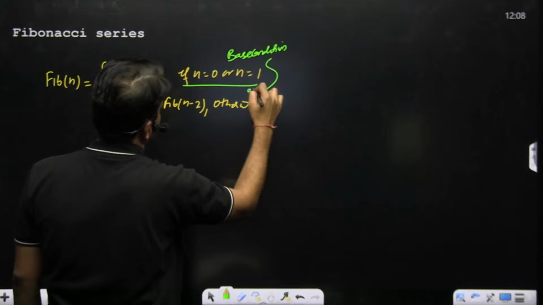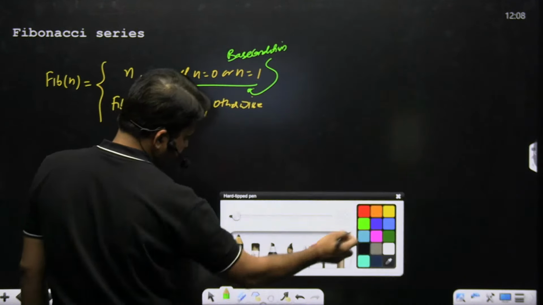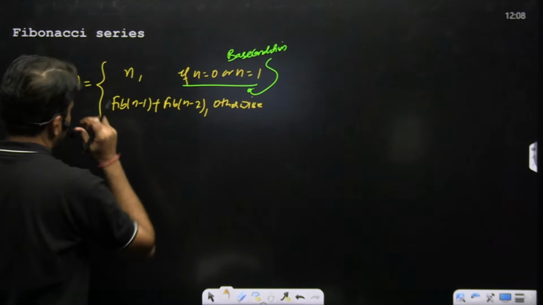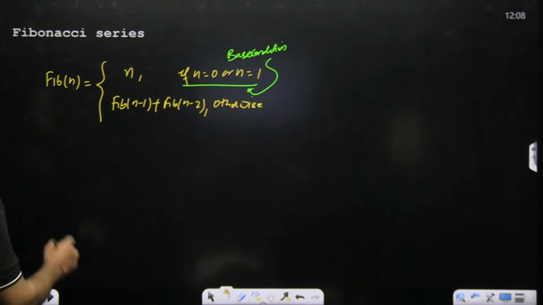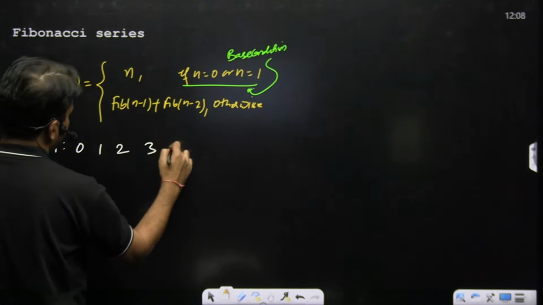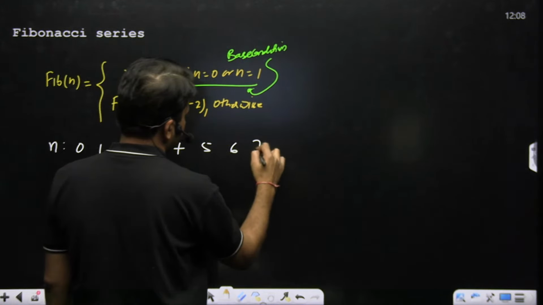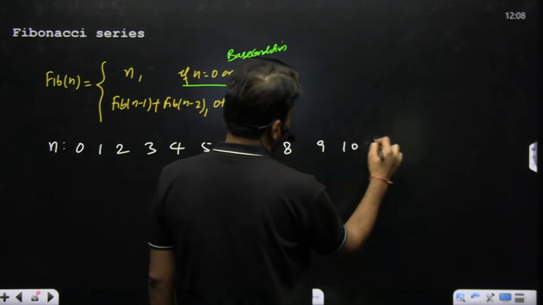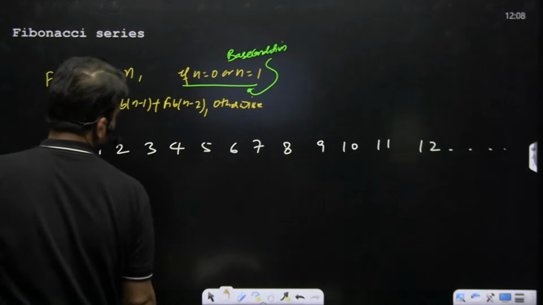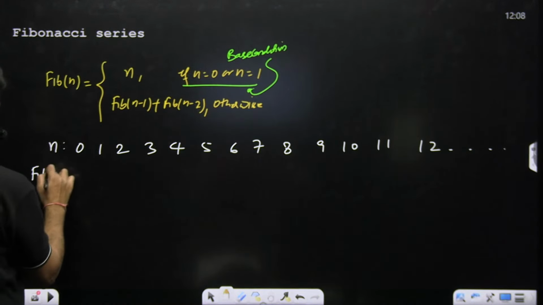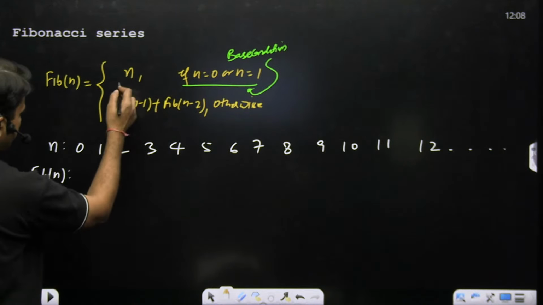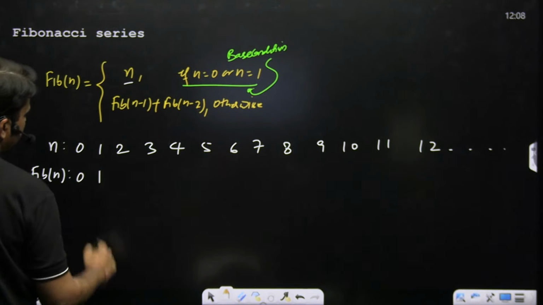Sir, recursion termination condition. Okay. So basically, what is the Fibonacci series, बच्चे? Sir, n equals 0, 1, 2, 3, 4, 5, 6, 7, 8, 9, 10, 11, 12, like this. So Fibonacci of n, sir, if n is 0 or 1, then the right answer is what, sir? For n 0, it is 0, and for 1 it is 1, right?